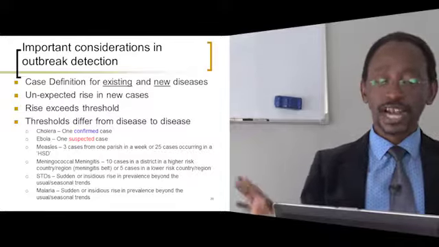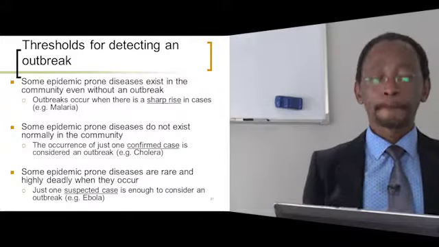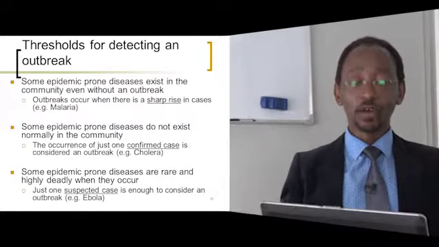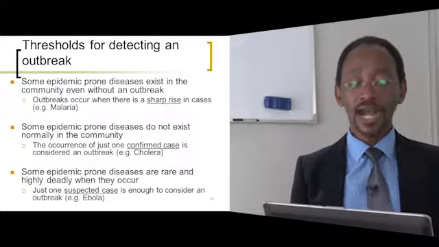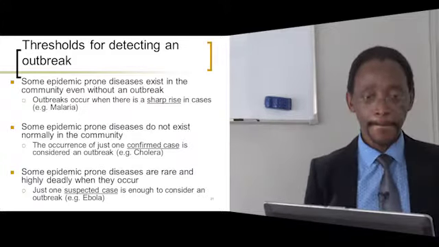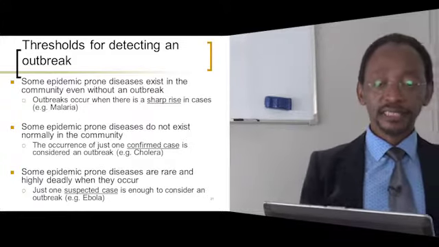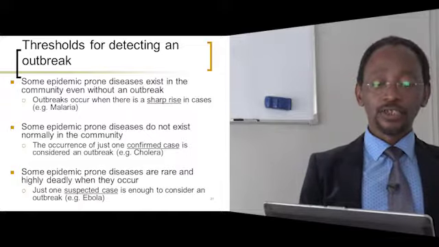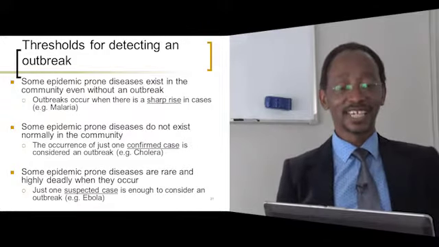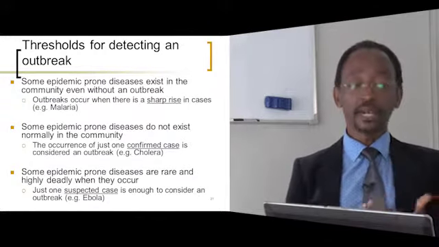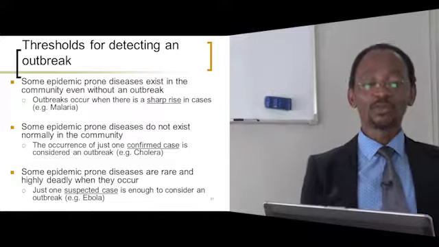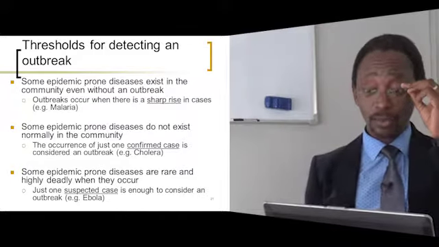Now, just to recap, certain diseases occur constantly; they are endemic in the communities. For an outbreak to occur, you need a sharp rise in cases. An example is malaria. Then for some epidemic-prone diseases, they don't exist normally in the community, so the occurrence of just one confirmed case is considered an outbreak. Example, cholera. Then for other diseases that are rare and highly deadly when they occur, just one suspected case is enough to consider an outbreak.